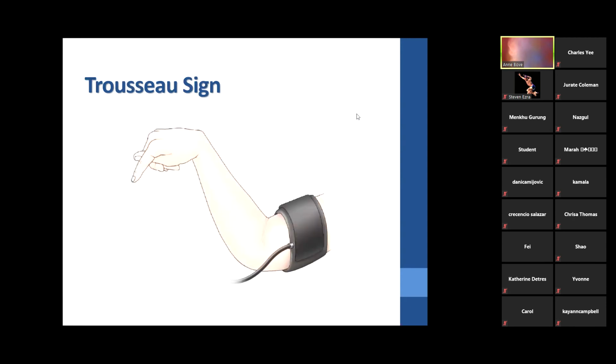And here's your Trousseau sign. When you pump up a blood pressure cuff, your hand goes into a claw-like appearance. And then Chvostek sign, I thought I had both of them there. Chvostek sign is when you tap on the cheekbone, the facial nerve, and you see twitching.